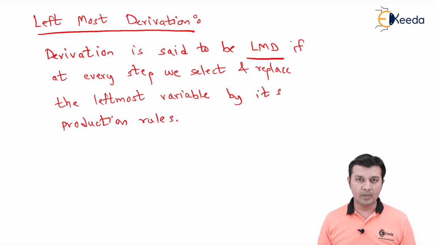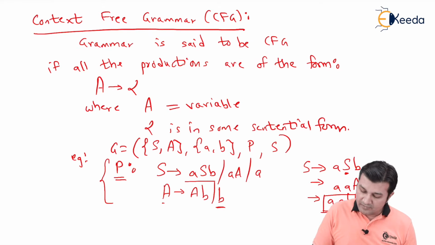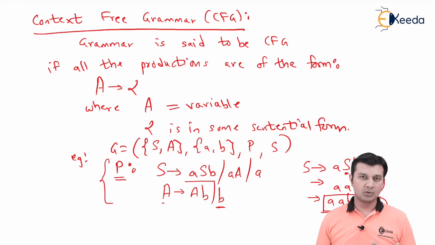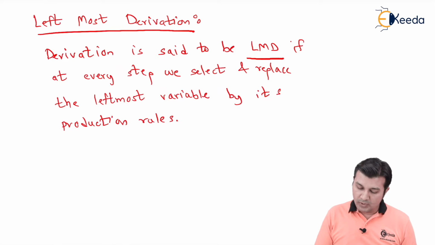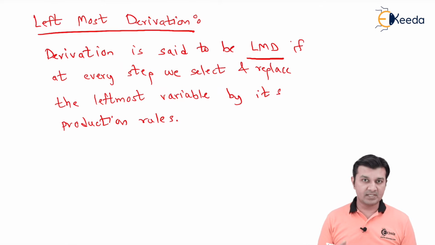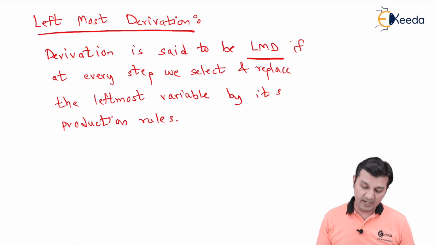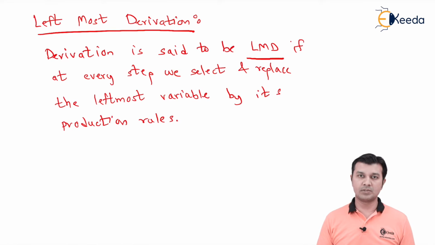step. Now if you remember, I'll just scroll back. If I look at the definition in CFG, the example over here says in step number 1 it derived ASB, in step number 2 it derived AAAB, and in step number 3 it derived AABB. So going back to the definition of LMD. So in LMD, I say a derivation is said to be leftmost derivation if at every step, so there were a total of 3 steps, we select and replace the leftmost variable by its production rules. What I mean by that, we will just discuss in the next video when we solve an example on it.